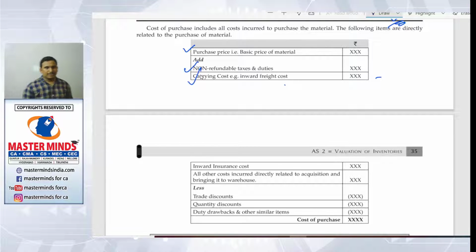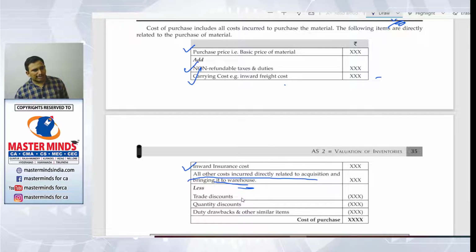Then any freight charges, you can add them, and any insurance cost, such as transportation insurance, if it is for inward transportation. We take insurance during transportation because something can suddenly happen in transit. That insurance cost is also necessary for bringing the materials to us, so it is also directly attributable. You can consider it. Then any other cost directly related to the acquisition and bringing it to the warehouse, all these things we can consider.